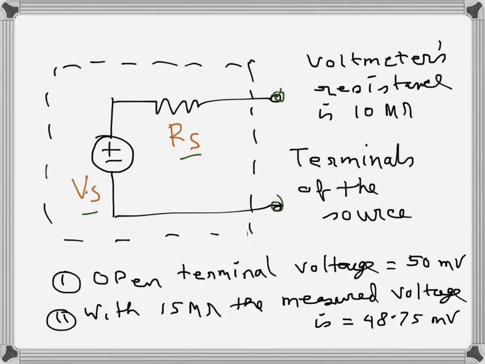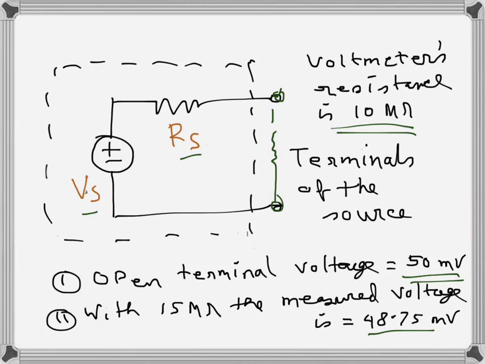Now it's given that when the open terminal voltage is measured, it's 50 millivolt. It's measured using a voltmeter that has an internal resistance of 10 mega ohms. And with a 15 mega ohms resistor connected at the terminal, when the voltage is measured again with the same voltmeter, the measured voltage is 48.75 millivolts.